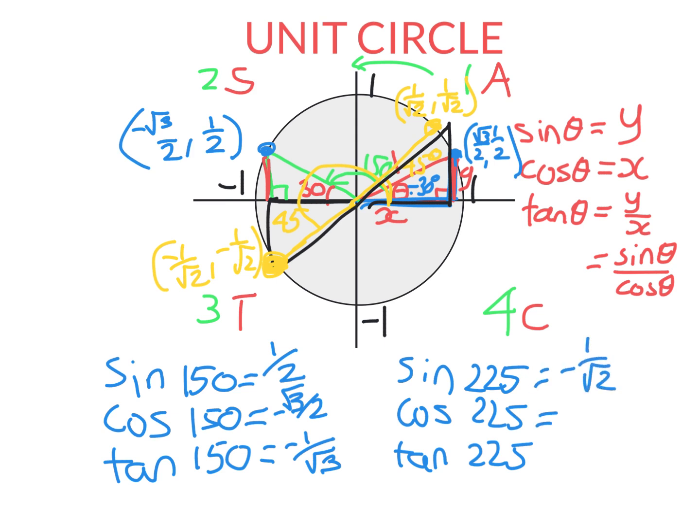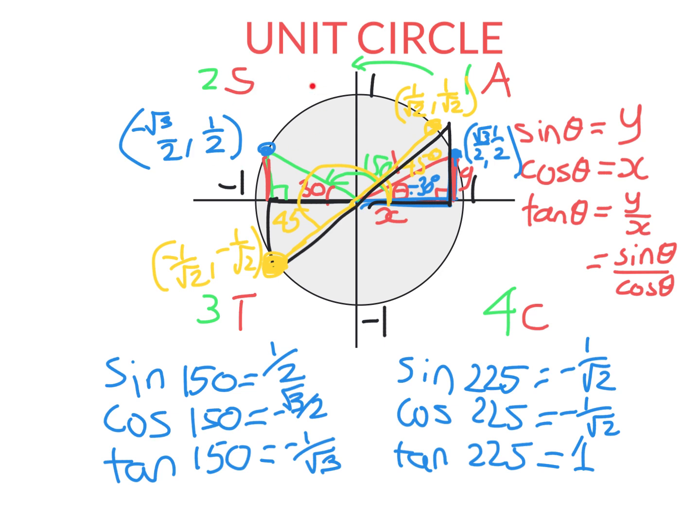Similarly, cos would be the x coordinate of the point. Now tan 225 would be y divided by x, sine divided by cos. In this case, it would just give you +1. So you might have seen a trend there.